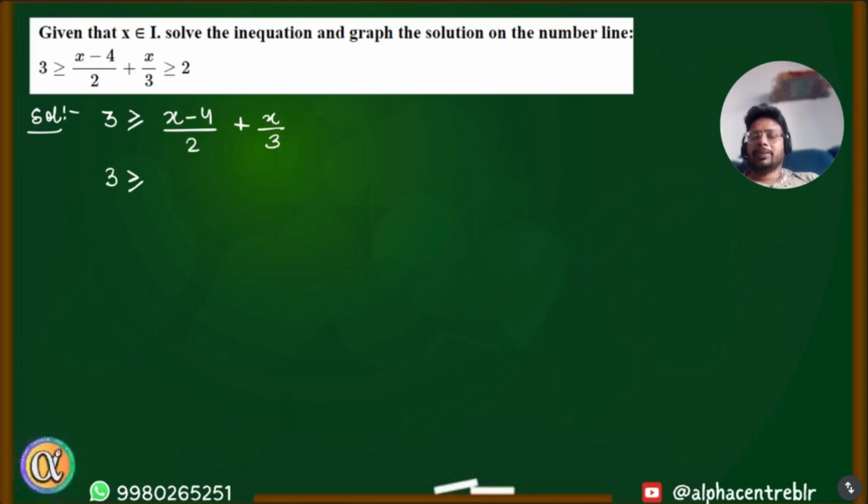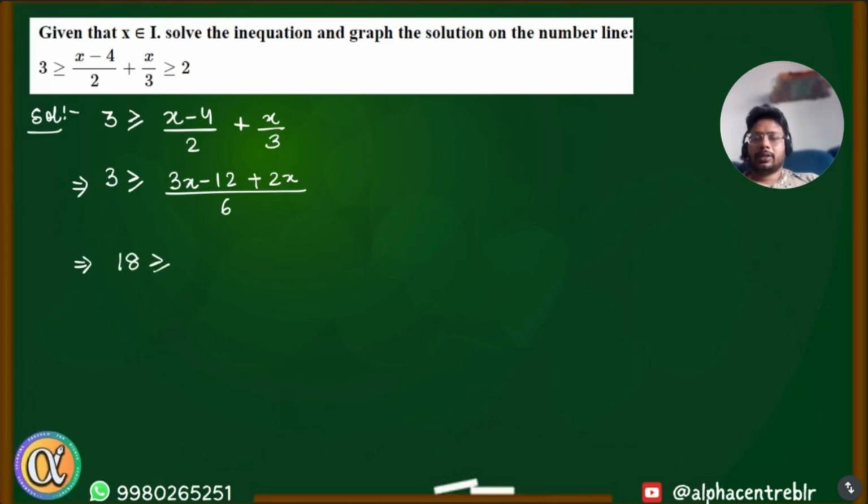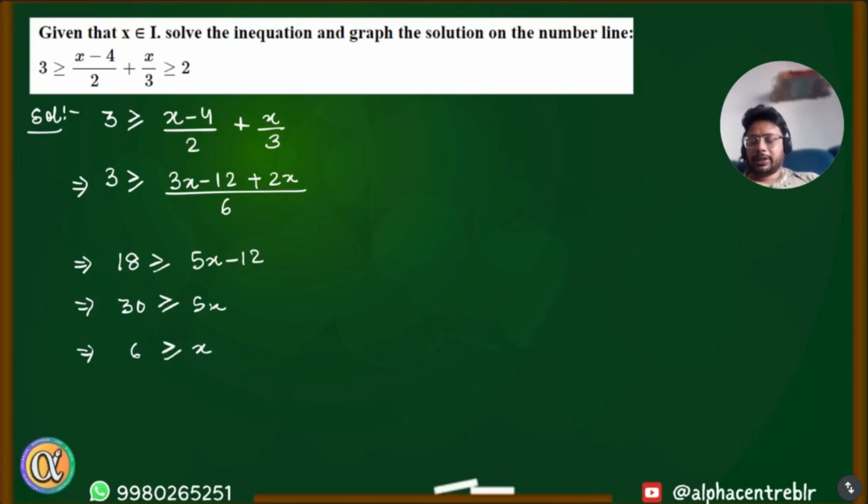Okay, we can simplify this by taking the LCM. 3x minus 12 plus 2x, divided by 6. Then we multiply by 6 on either side. So this becomes 18, 5x minus 12. Okay, take 12 to the other side. 30 is greater than or equal to 5x. Divide by 5. 6 is greater than or equal to x. Okay, that's the first thing.